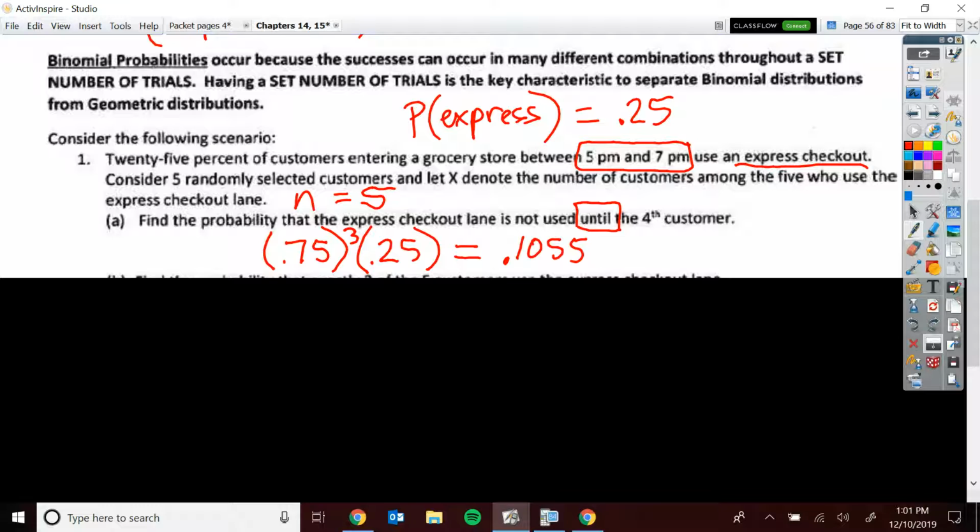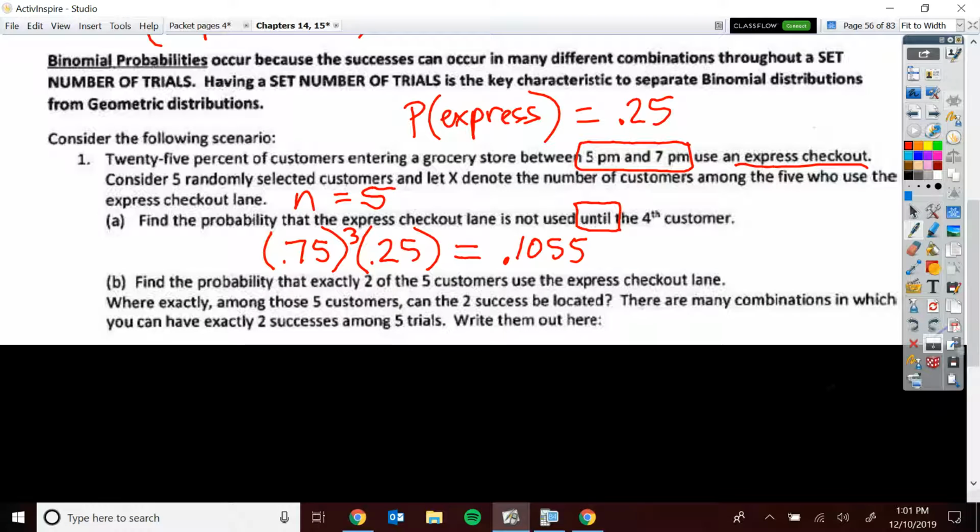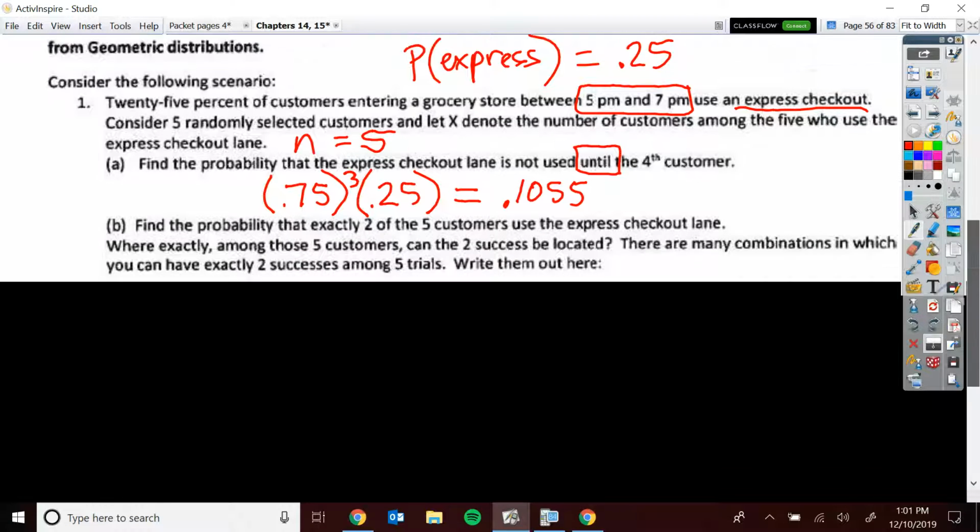Okay, so 0.75 to the 3rd and 0.25 is the 4th. So that's 0.1055. All right. Now, let's read this next situation.